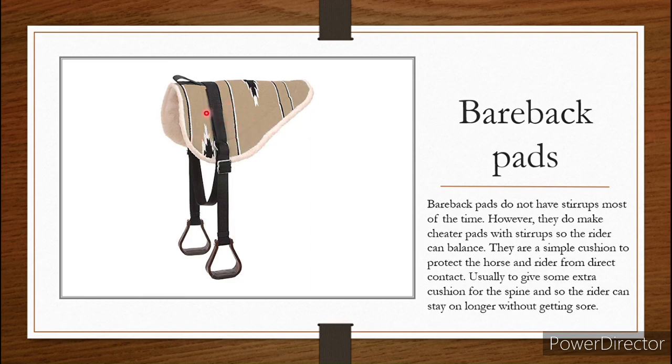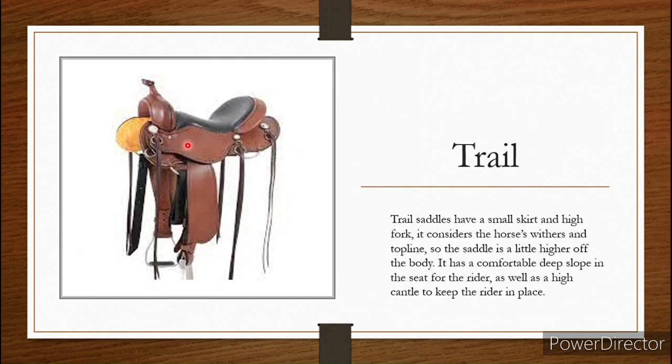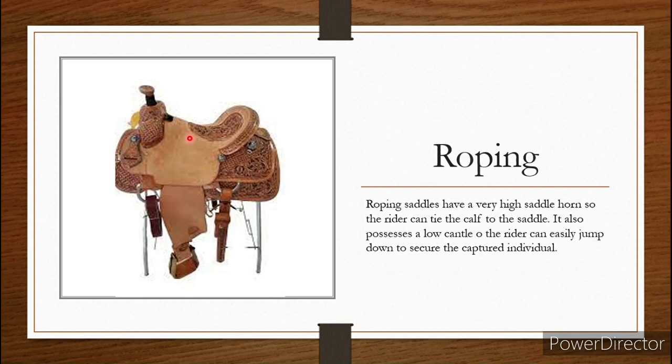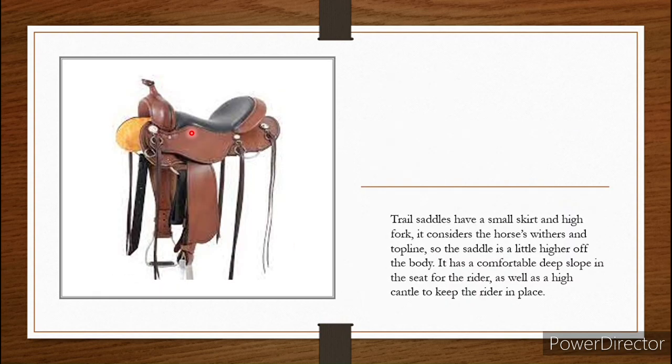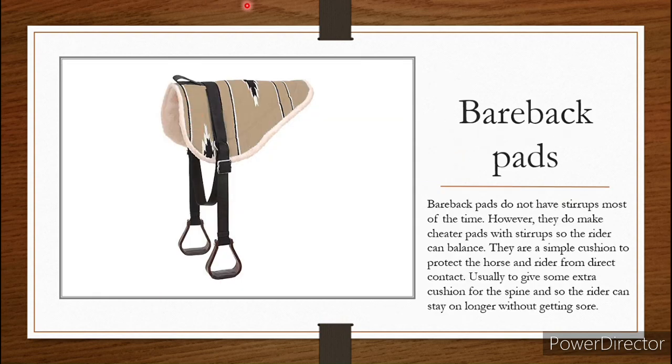So why it is better to use a bareback pad than to just sit on your horse without a saddle at all: when you do that, your weight is not distributed well. Whereas with any of these other saddles, it distributes your weight in such a way where your seat is not directly on the horse's back, because that can be very uncomfortable for the animal. So this helps distribute that weight a little more while still being able to ride bareback.